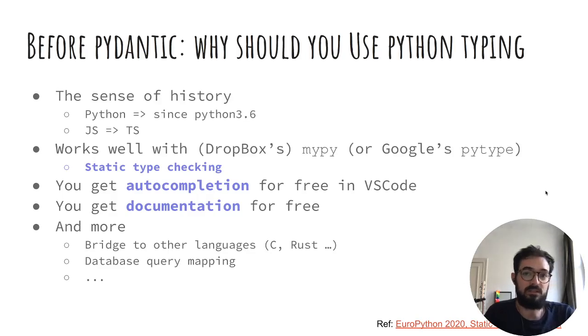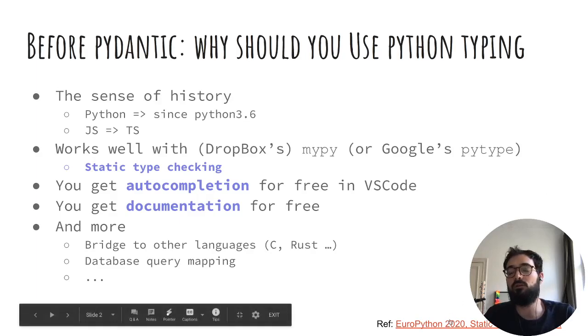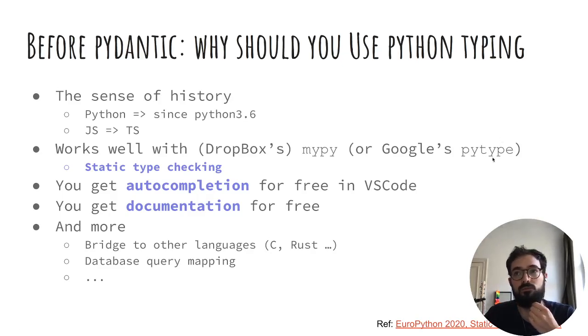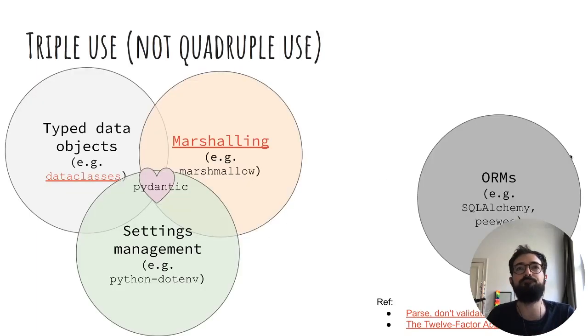And there are a couple of more things that typing gives you, but I didn't want to go too much into those. But that's, for example, bridging to other languages like C or Rust, which are typed languages. So you need a way to tell Python how to bind with those. Same with database query mapping. A database is statically typed, so you need to tell it how to map to each type in the database, etc. If you're interested, there was a talk at EuroPython 2020 by Dustin Hoffman from Google, who was working on PyType, which was called static typing in Python, which goes into more details.